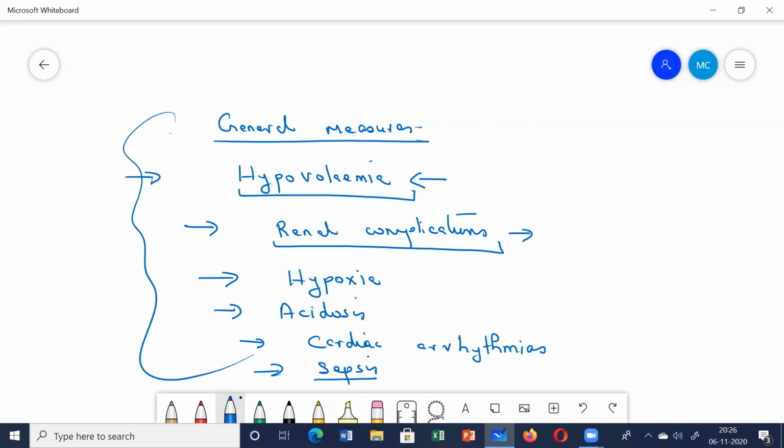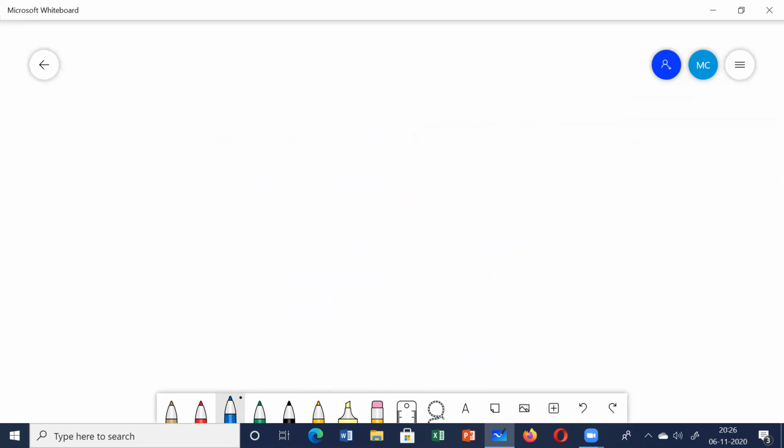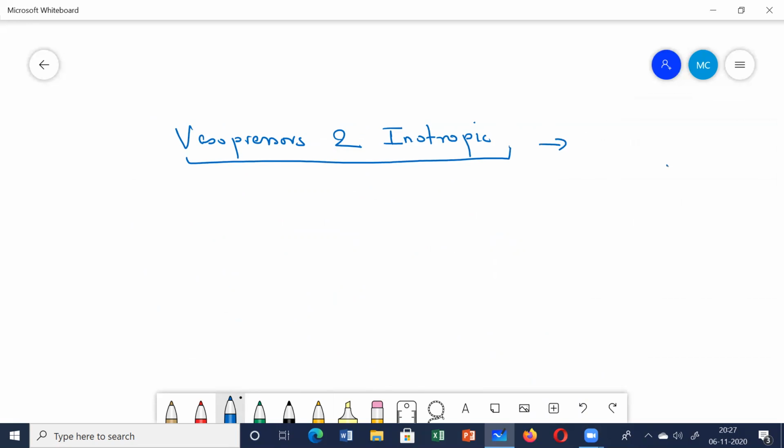Okay, next let us come to the drugs. Under the drugs, as I told you, what are the drugs which we are mainly going to use here? We are mainly going to use the vasopressors and the inotropic drugs. Do you remember any inotropic drug? Dopamine, dobutamine. Vasopressors, if you do remember, noradrenaline.